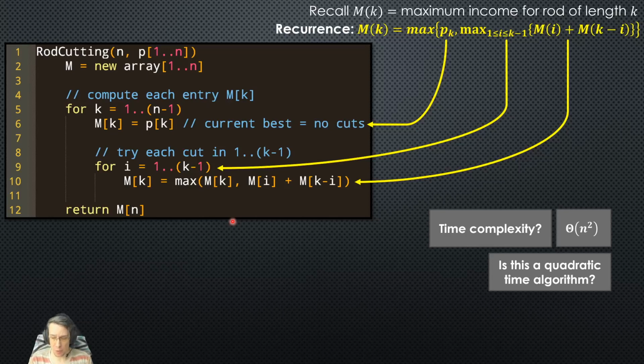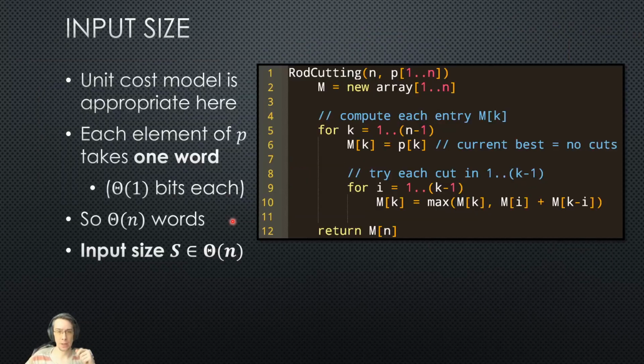Okay, so I'm going to answer this now, assuming you've paused if you wanted to. So in order to answer if this is a quadratic time algorithm, we need to ask what the input size is. And in order to do that, we have to pick a model of computation. Now the unit cost model, I think, is appropriate here, because we probably aren't talking about gigantic numbers that you can't fit into a single word. We're probably talking about reasonable sized numbers, and we have an array of numbers here.